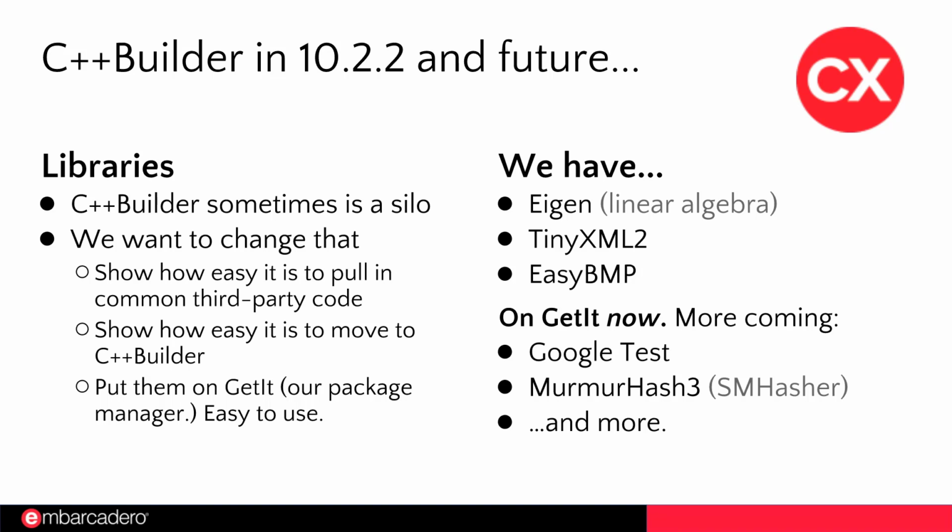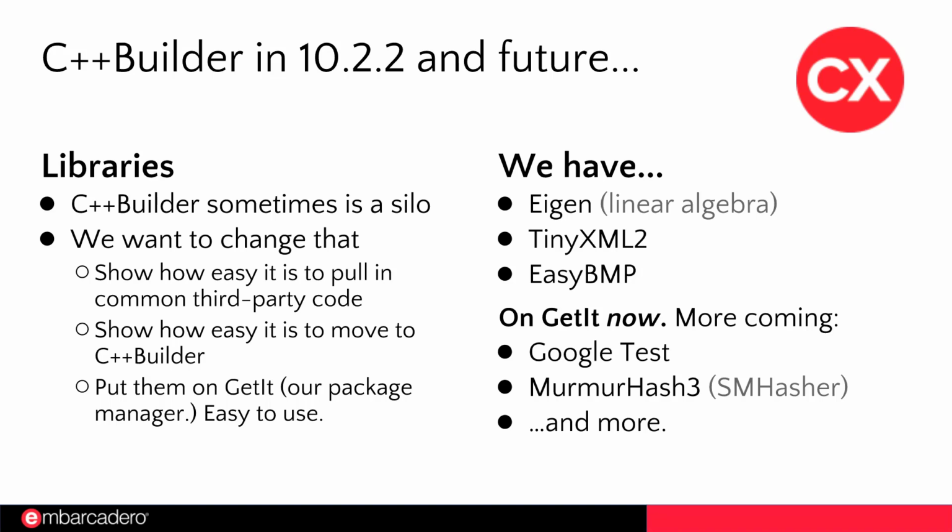So there are a large number of very useful C++ libraries out there, and we've been examining those and ensuring that they work with C++Builder, which they certainly and easily do, and then putting them on GetIt, which is our package manager, and that makes them easy to use. You can open GetIt, and with a single click you can install these libraries and have them available. So right now, for example, we have Eigen, which is a very famous linear algebra C++ library, TinyXML2, which is an XML library, and EasyBMP, which is a small but useful bitmap library. And those are up on GetIt right now.